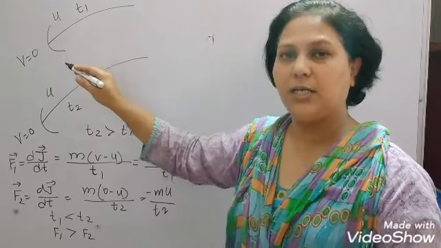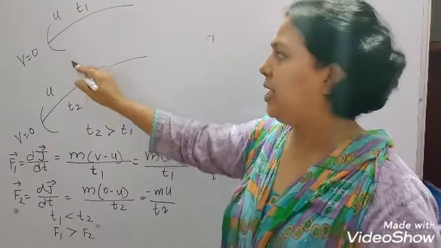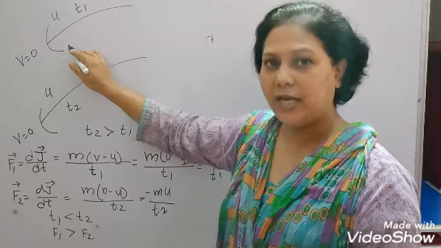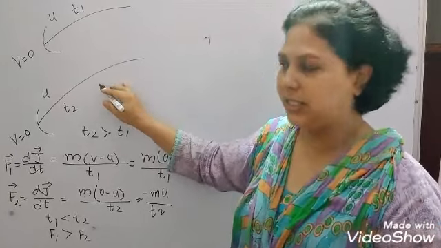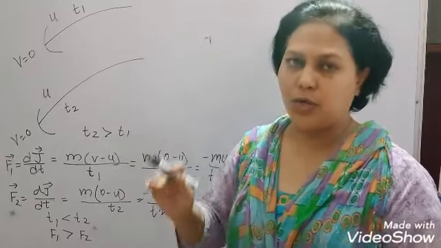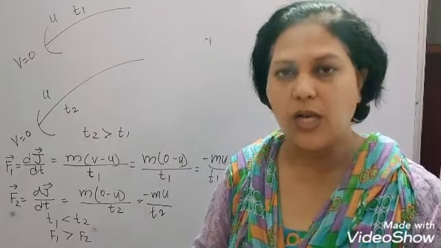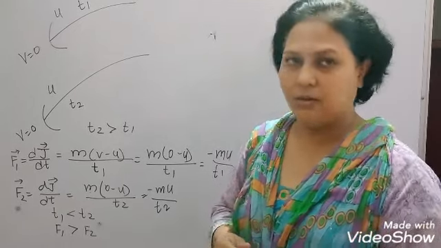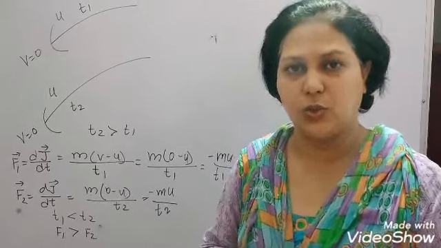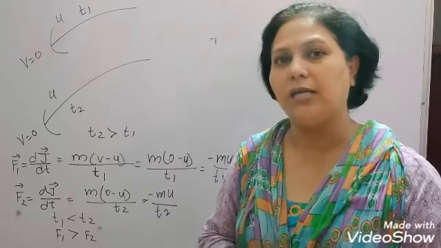That means the cricketer will be hurt badly if he is not lowering his hand. So that is the practical application you can see whenever the bowler or the cricketer catches the ball: he lowers his hand because of the less force he has to apply, so that he will not get hurt.